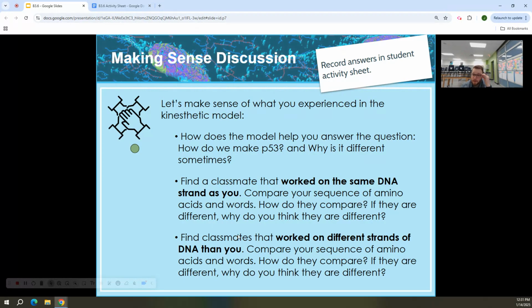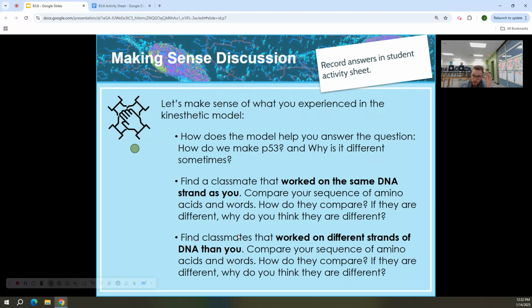All right, and then find students that worked on the 2 different strands now. So if I did A, I need to find a student that did B and a student that did C, and compare their amino acid sequence and words to mine. Now, these probably shouldn't be the same, right? Because we had a different DNA strand. So our end product is probably going to be different. So we're going to look and see, are they different? And if they are, why do you think they're different? Why are they not all exactly the same?